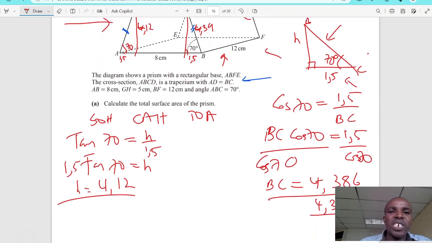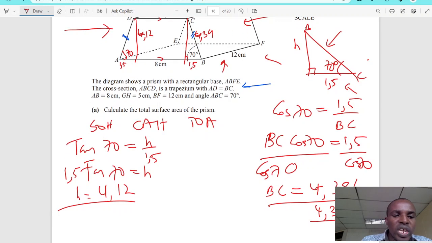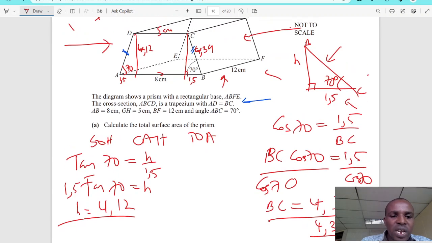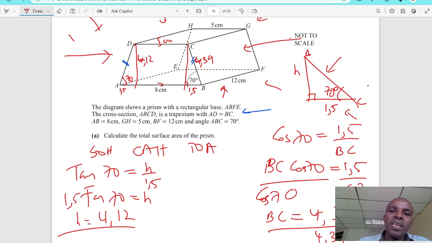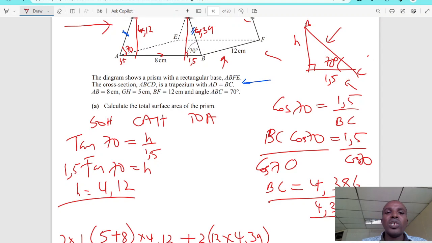Let's find the area of the trapezium times 2. Base AB is 5 and 8, times height 4.12. The area of a trapezium is half times (a plus b), that's 5 plus 8, times height, which is 4.12. Since there are two identical trapeziums, multiply this by 2. Then the rectangle CBFG is the same as ADHE. CBFG has length 12 times width 4.39. This is identical, so you multiply by 2 with the other one on the other side.